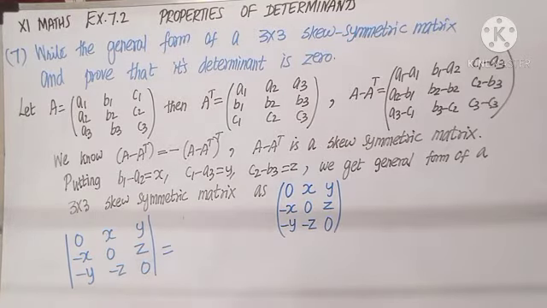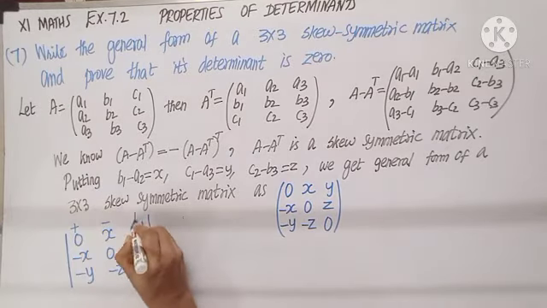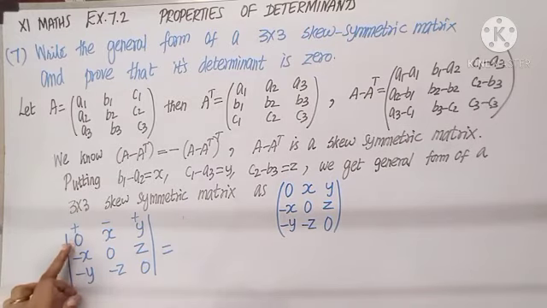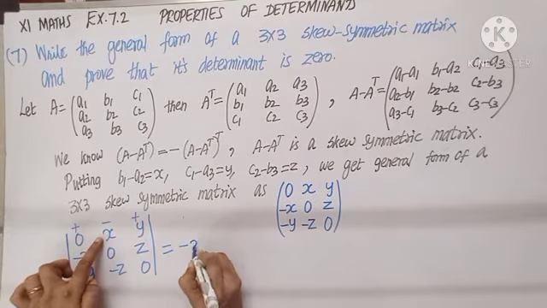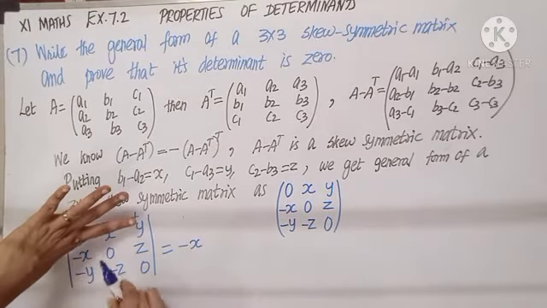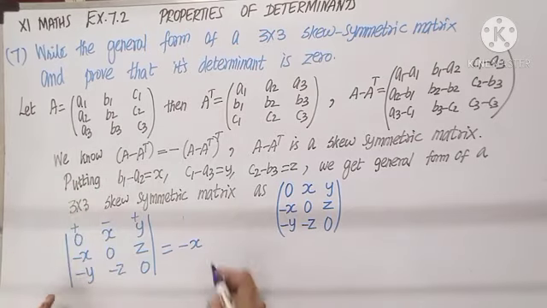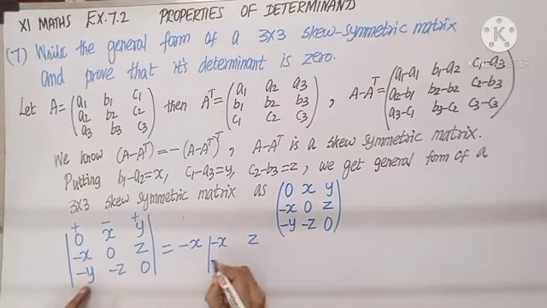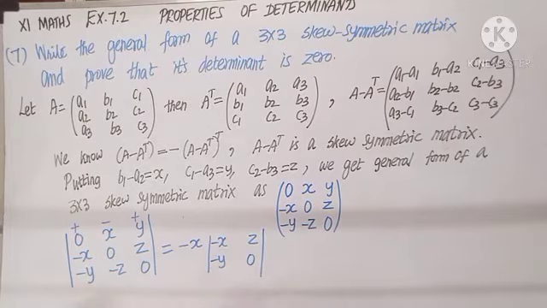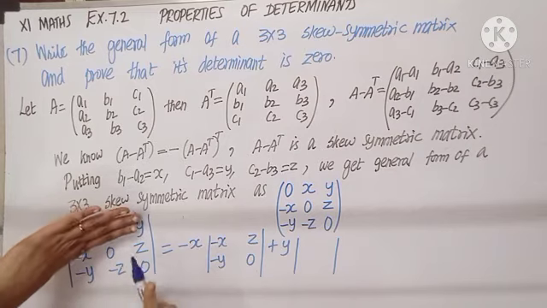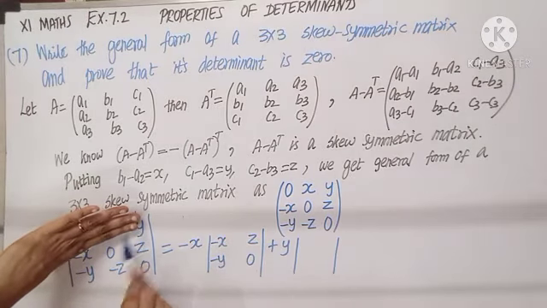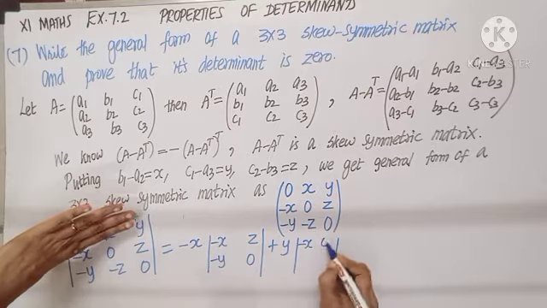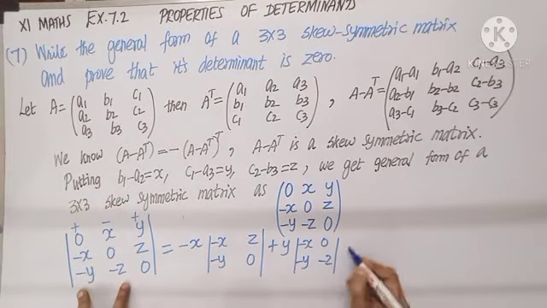remember how to expand the determinant. We put plus symbol, minus symbol, plus symbol. Remember 0 into anything is 0, forget it. You have minus x into, hide the row, hide the column. I am left with minus x, z, minus y, 0. Plus y into, here y is coming, so hide the row, hide the column. I am left with minus x, 0, minus y, minus z.